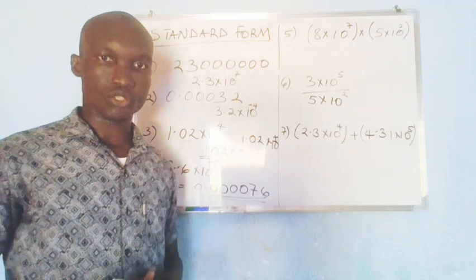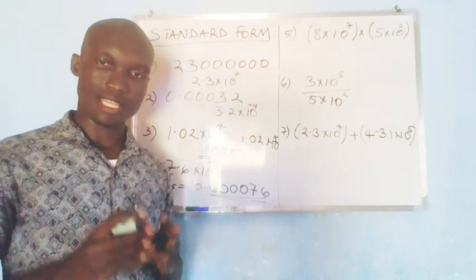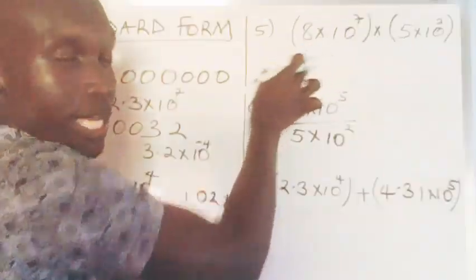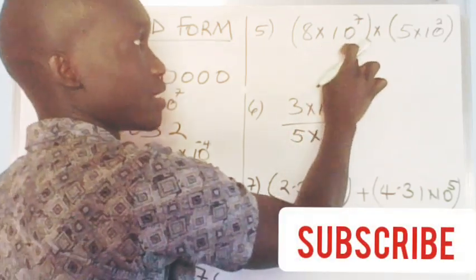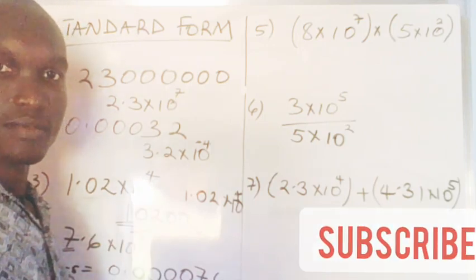Let's look at multiplication of standard form. Now when you're multiplying numbers in standard form, we basically consider their powers. The whole numbers, we multiply them directly, but when it comes to the powers, if it is multiplication, we add the powers.